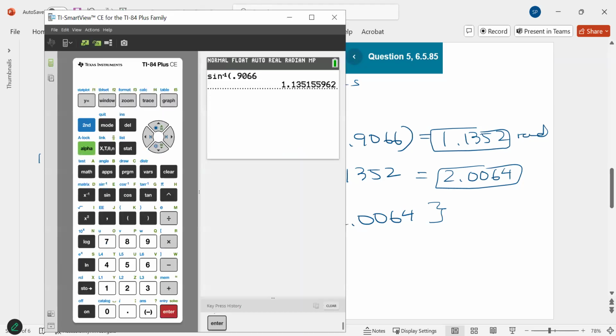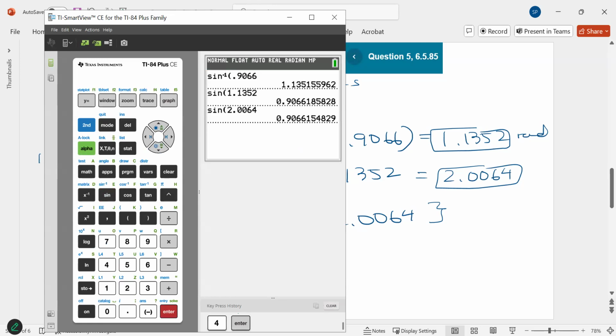You can do sine of 1.1352. It should give you something close, right? 0.9066. And we do the same thing, sine of 2.0064. And that also gives you 0.9066.